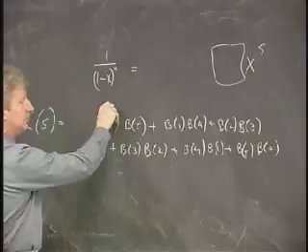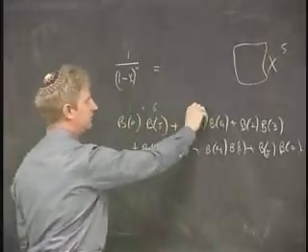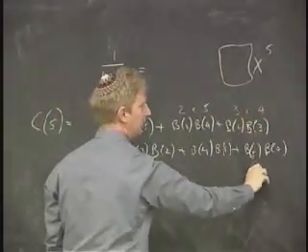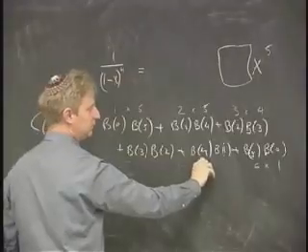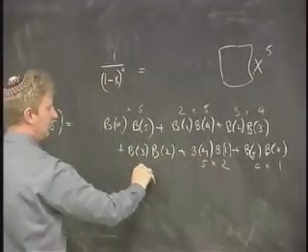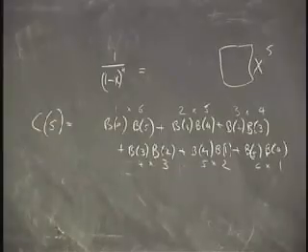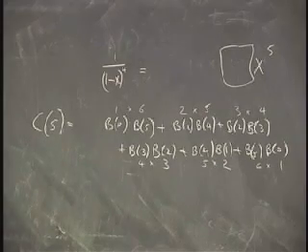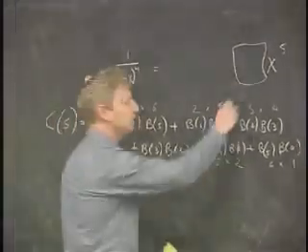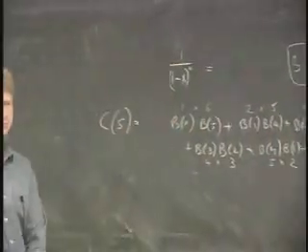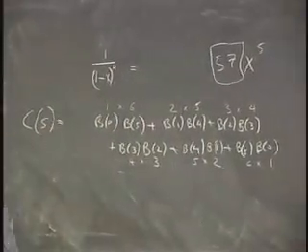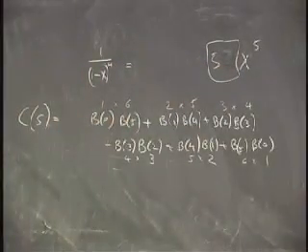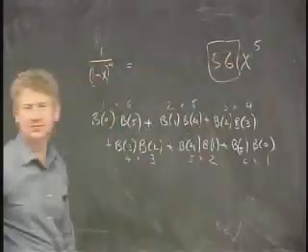1 times 6, 2 times 5, 3 times 4, 4 times 3, 5 times 2, 6 times 1. 6, 16, 28, 40, 50, 56. Somebody check. It's tough to get 56, huh? I think it started with 7. You should have started with 6. 56.